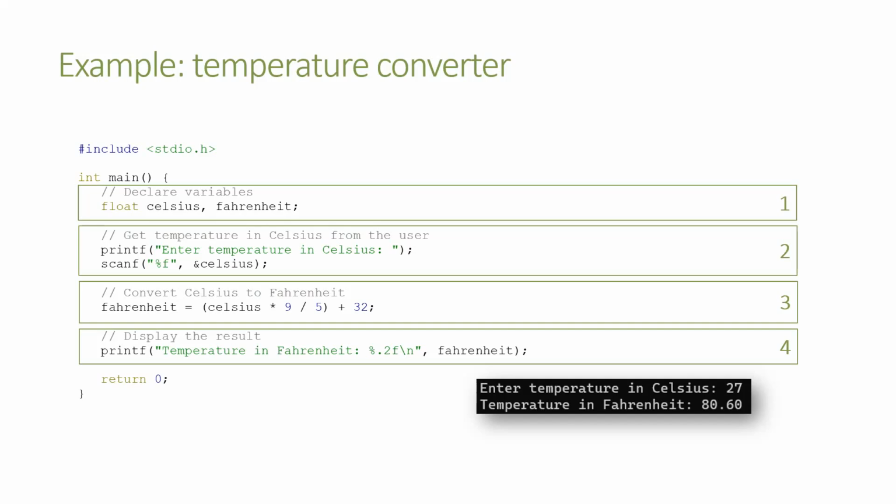2. The program then prompts the user to input a temperature in Celsius, which it reads and stores in the Celsius variable using the scanf function. 3. Next, it performs the conversion to Fahrenheit using the formula and stores the result in the Fahrenheit variable. 4. Finally, the program displays the converted temperature in Fahrenheit formatted to 2 decimal places using the printf function.